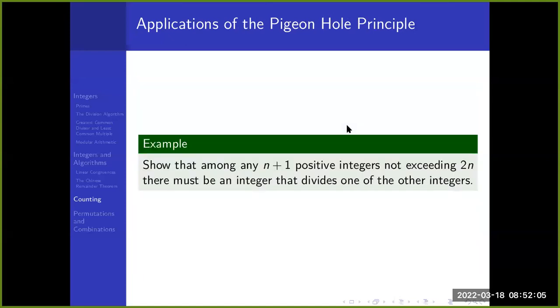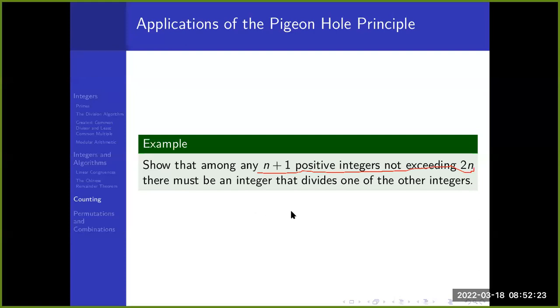So we do one more application of the pigeonhole principle. It says that show that among any n plus 1 positive integers not exceeding 2n, there must be an integer that divides one of the other integers. So what is this saying exactly?